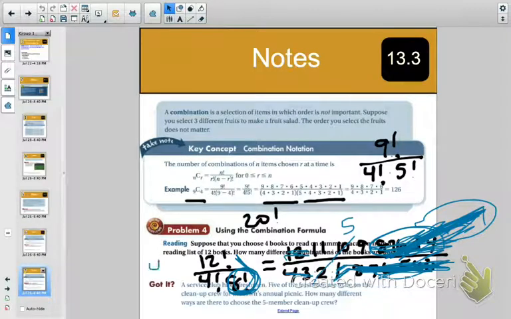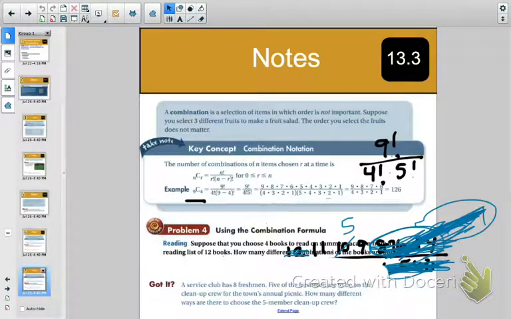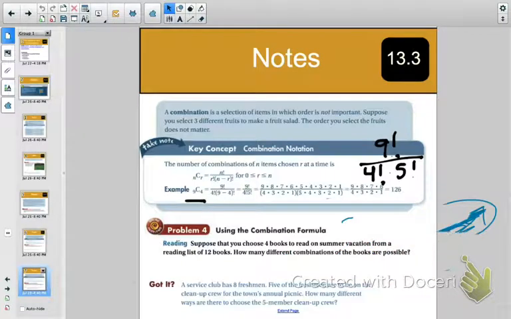495 different combinations of books you can read. Okay, so that's a combination. All right, next one. A service club has 8 freshmen. 5 of the freshmen are to be on the cleanup crew for the town's annual picnic. How many different ways are there to choose the 5-member cleanup crew?